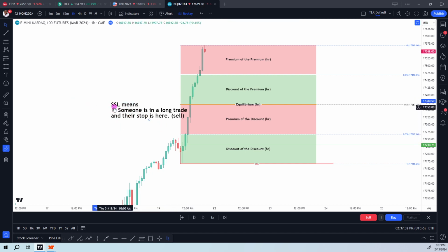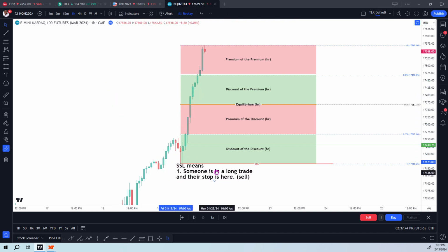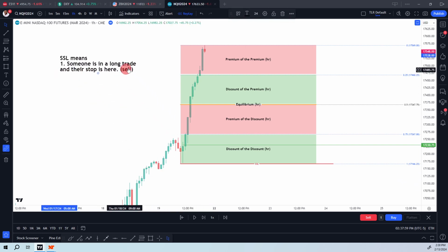So that's going long. I thought going short was to sell it. Listen to me. Somebody is already in a long trade. They're in a trade going up, and their sell stop is sitting here. They're saying if price comes back down here, sell this position and get me out, so I don't lose any more. So you've got sell stops.